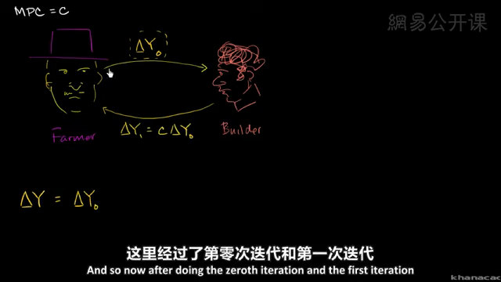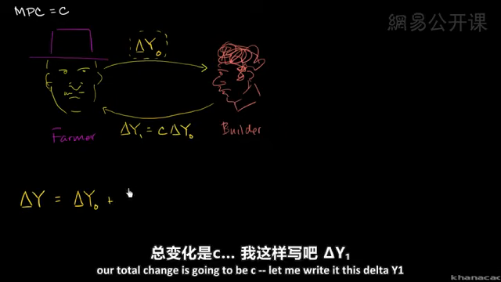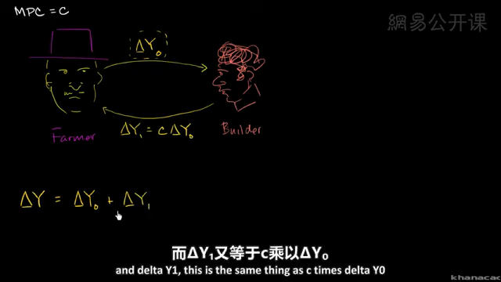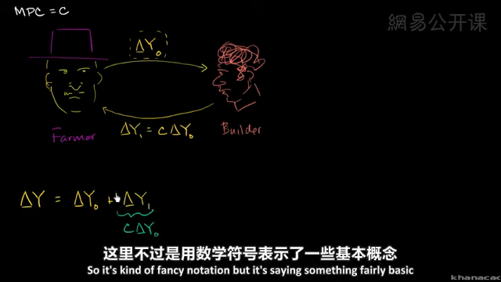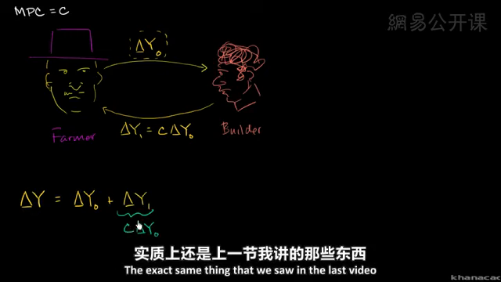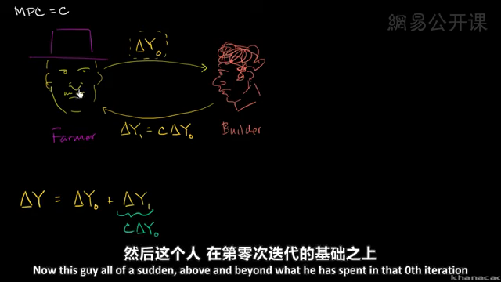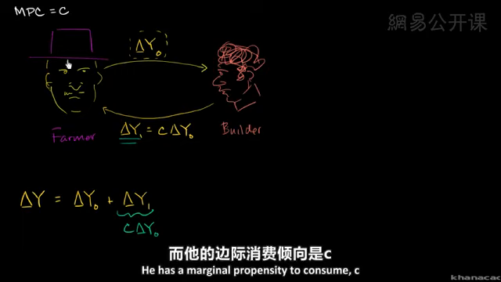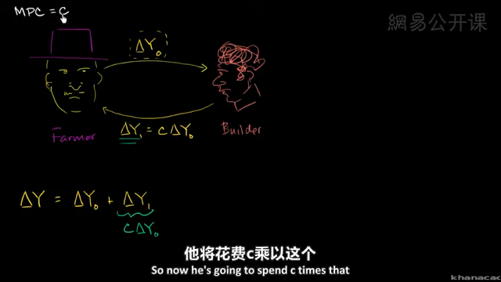And so now after doing the 0th iteration and the first iteration, our total change is going to be delta Y naught plus delta Y1. And delta Y1 is just the same thing as C times delta Y naught. So it's kind of fancy notation, but it's saying something fairly basic, the exact same thing that we said in the last video. Now this guy, all of a sudden, above and beyond what he spent in that 0th iteration, is now getting delta Y1. He has a marginal propensity to consume we're just assuming of C.